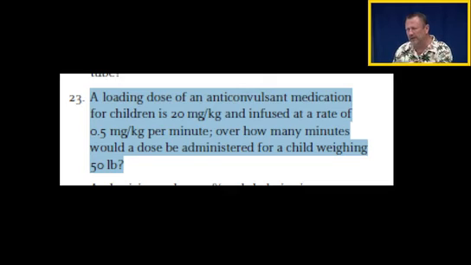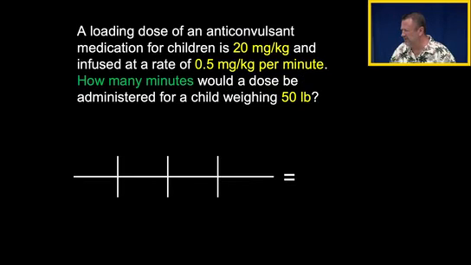All right, well, in our math in Pharm 203, we have some Dilantin questions. And this one's even more complicated. Here we're going to load Dilantin a little more slowly because it's a child. But here it's described like this. Did I rewrite that out? Yeah, a loading dose of an anticonvulsant medication for a child is 20 milligrams per kilogram, and we want to infuse it at a rate of 0.5 milligrams per minute. How many minutes are needed to dose the child weighing 50 pounds?